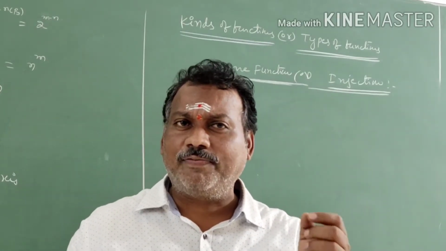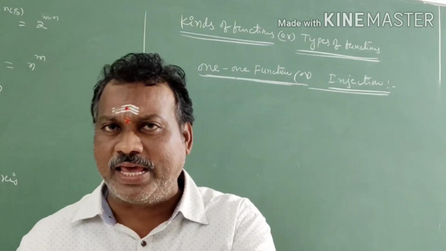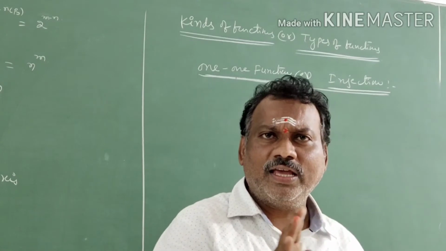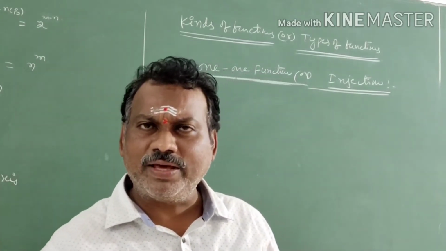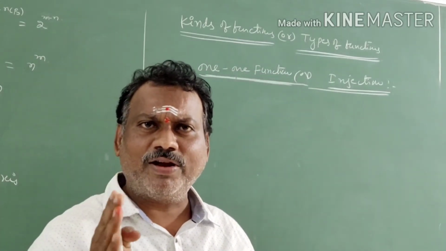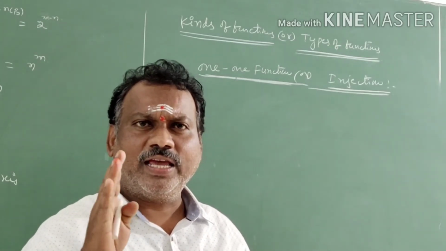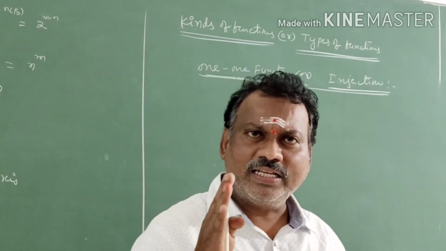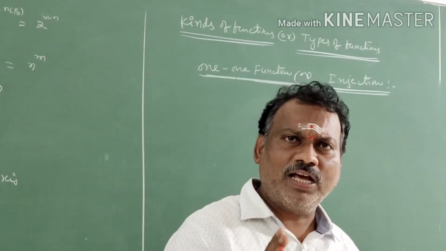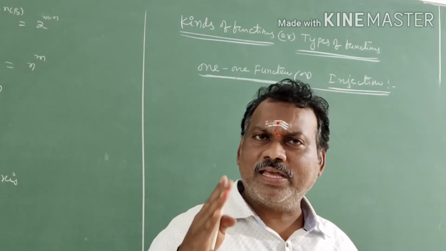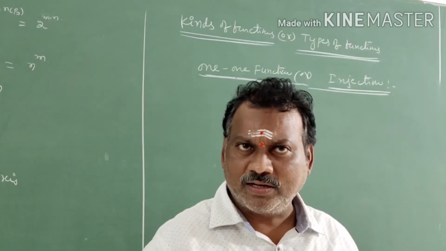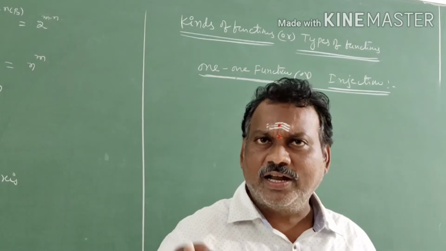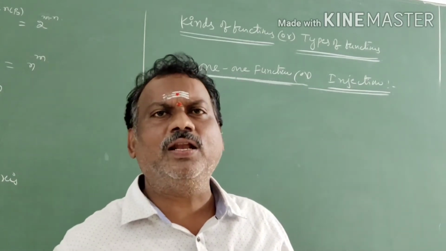Distinct elements of A have distinct images in B. That means different elements of A have different images in B. F is a mapping from A to B, said to be a one-one function if distinct elements of A have distinct images in B. That means for different elements of set A, different images should be possible.